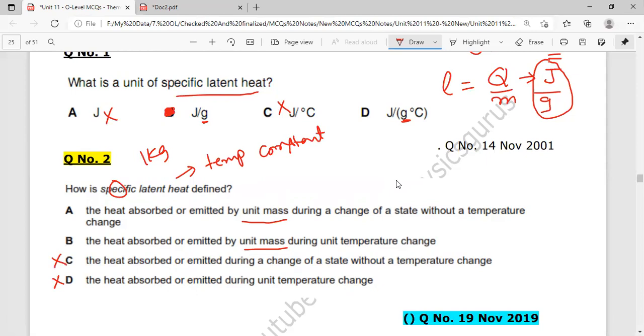So now we will look for the unit temperature change, that is 1 degree Celsius, and that is not possible. Whenever latent heat is there, temperature remains constant. So unit mass is there, that is 1 kg, change of state and without temperature change. So which option is correct? Option A is the correct answer as per the concept of specific latent heat.